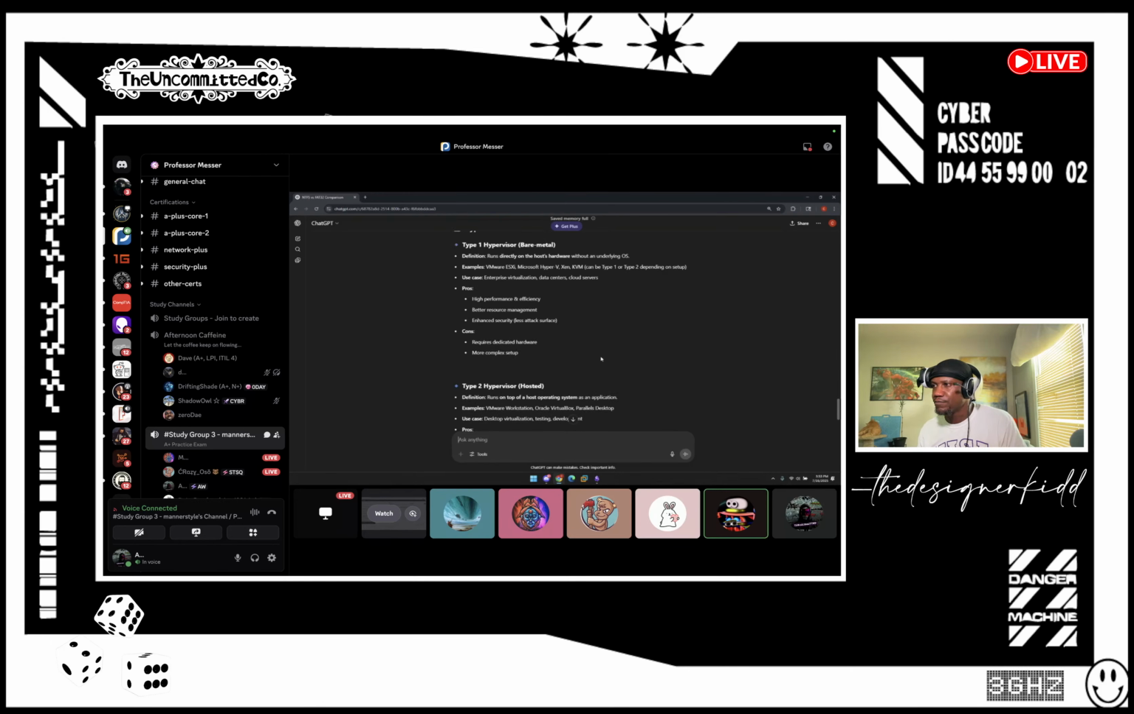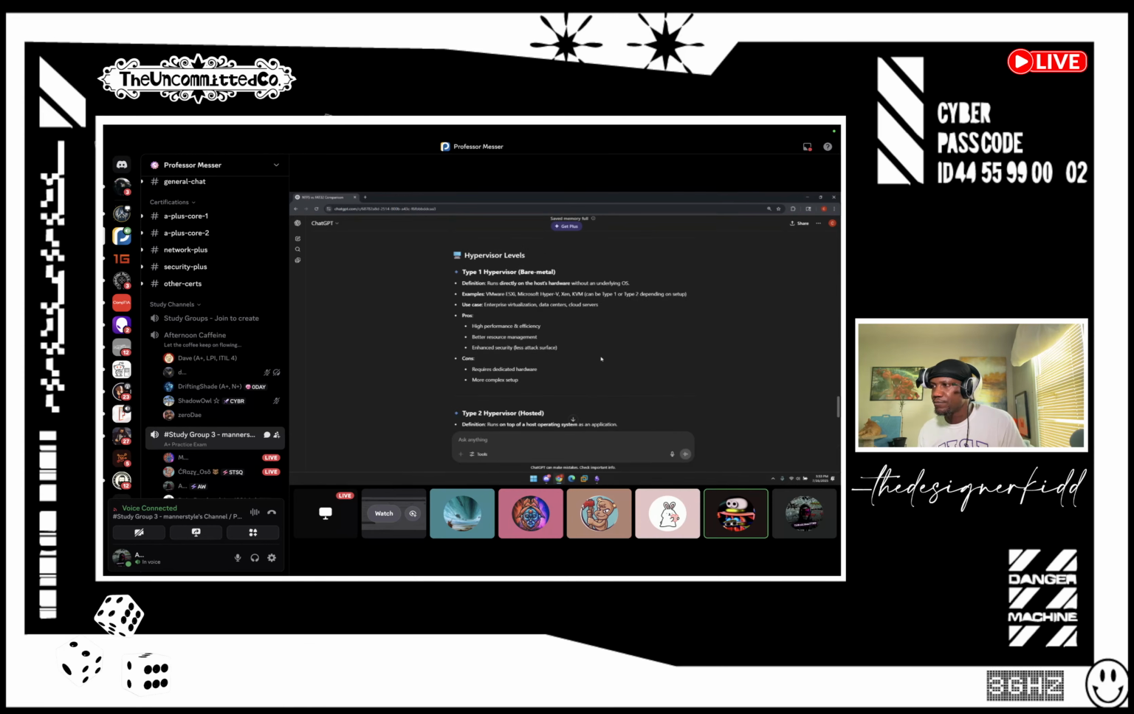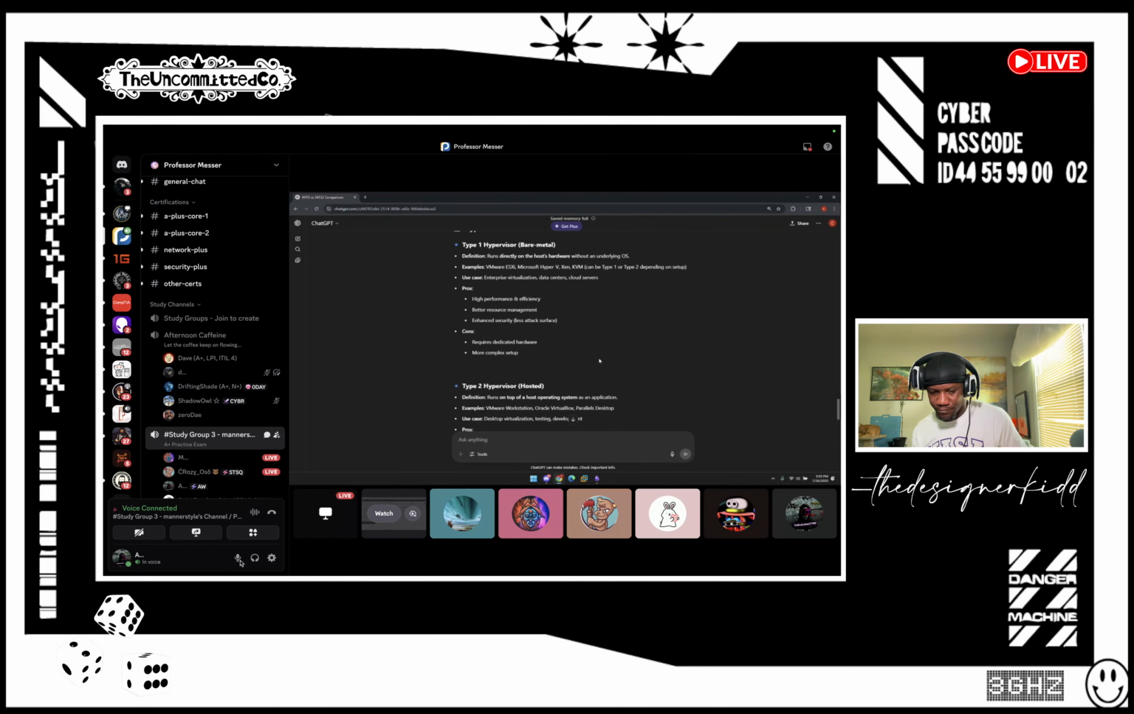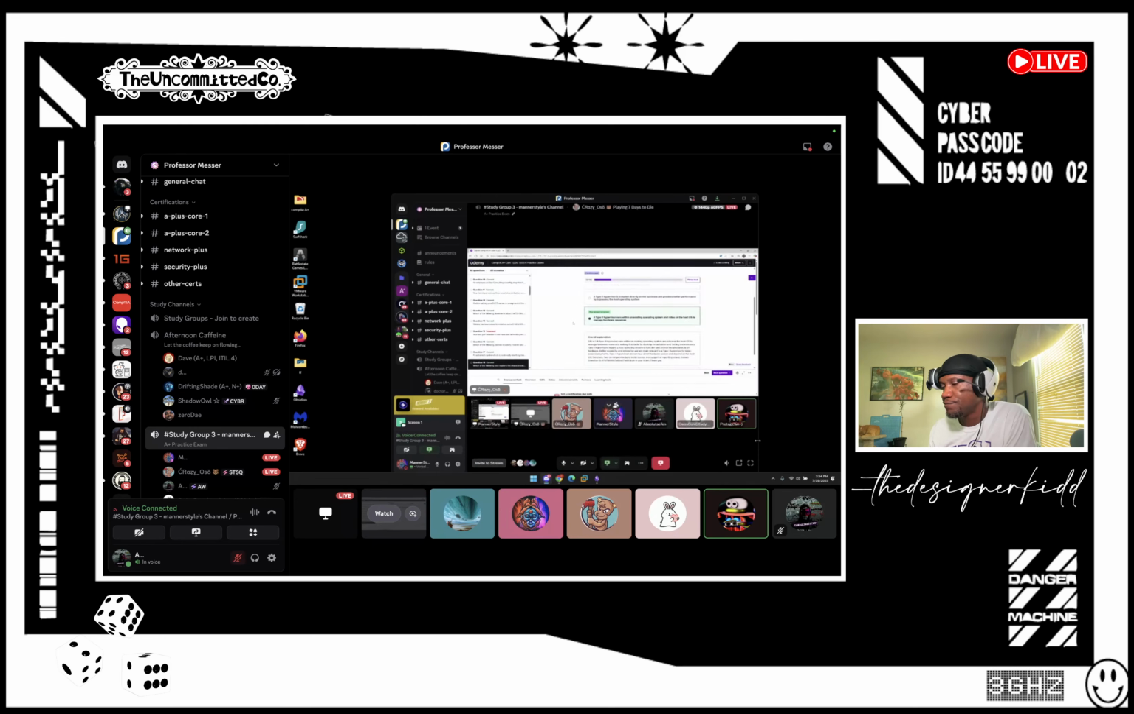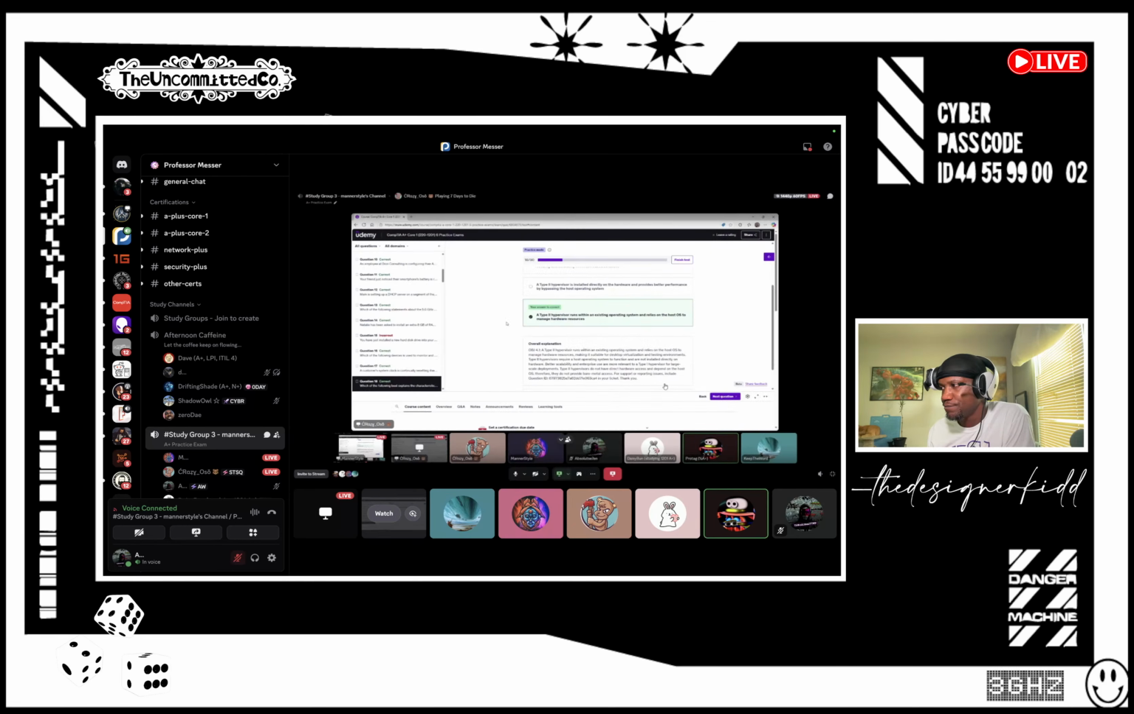Did I answer the question right? Yeah, Type 2. So Type 1 bare metal runs directly on the host's hardware without an underlying OS. There you go. So Type 2 runs on top of a host operating system as an app. If you ever get asked about a bare metal type, they're talking about Type 1. Type 2 might be referred to as containerization, or that's like a different thing.